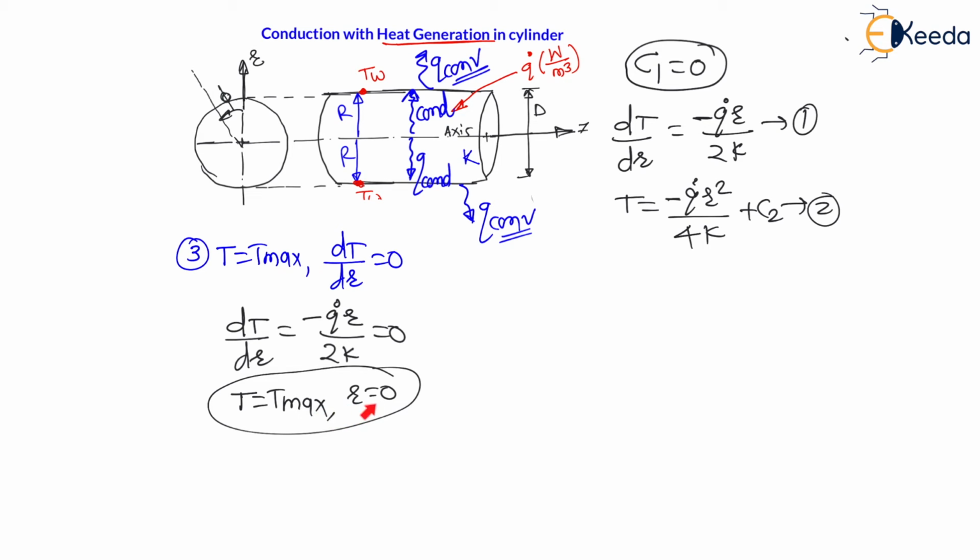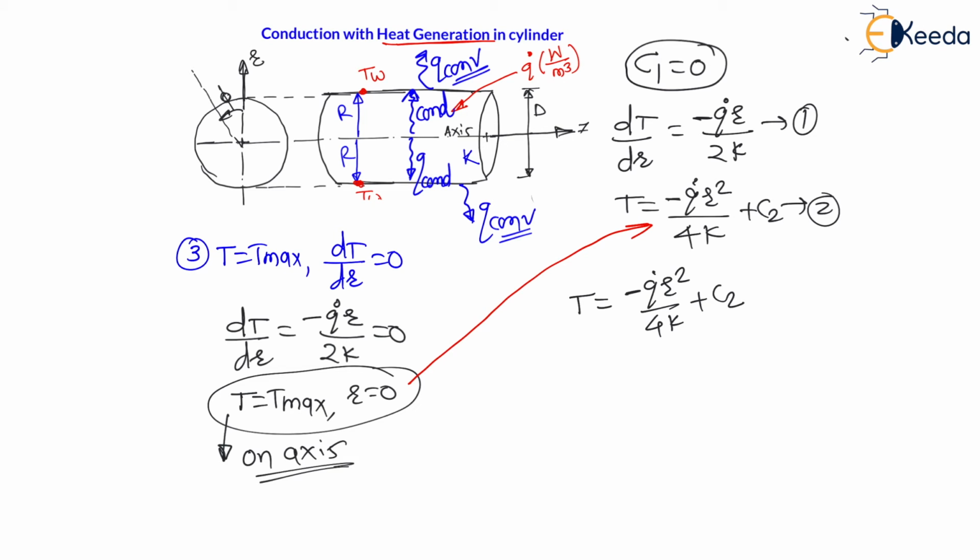So, my dear students, this is a very interesting boundary condition: the maximum temperature will be on the axis, that is at the center line, right? So let us put this boundary condition in equation number 2. Therefore, we will get the temperature is equal to minus q dot r square divided by 4k plus C2. Now whenever R becomes 0, the temperature will become maximum.